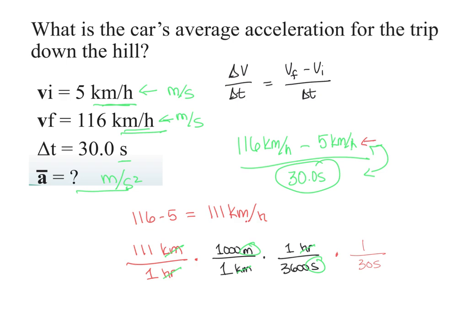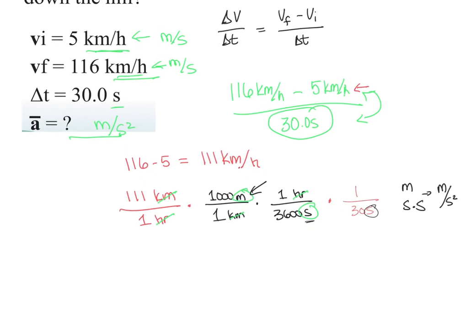What you'll notice is you have meters left on the top, and you have seconds and seconds left on the bottom, which looks very much like meters per second squared. So when we do this, we will have our acceleration. And when you multiply it all the way across, you're going to get 1.027 meters per second squared.